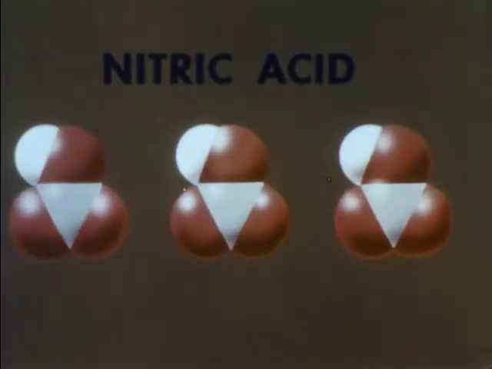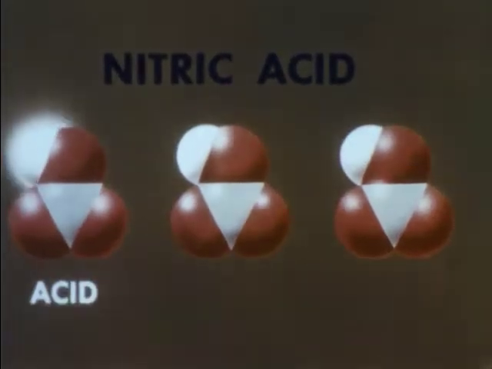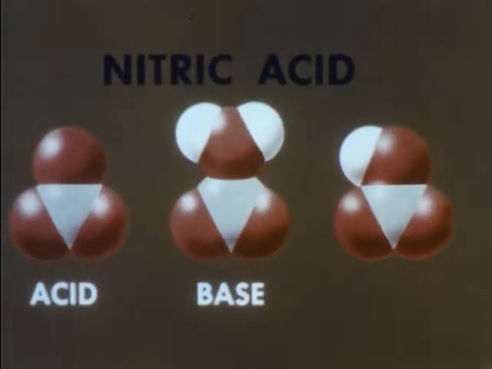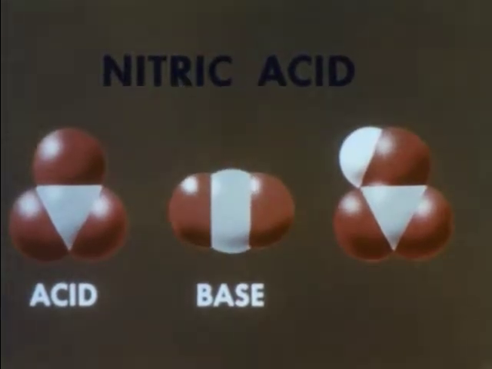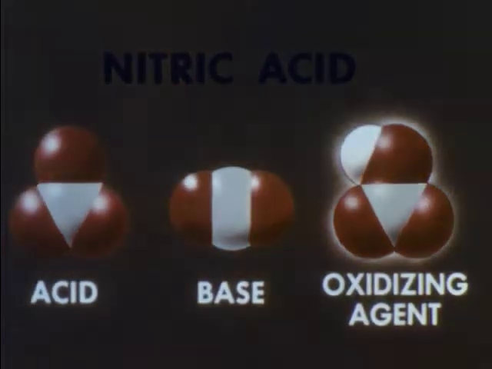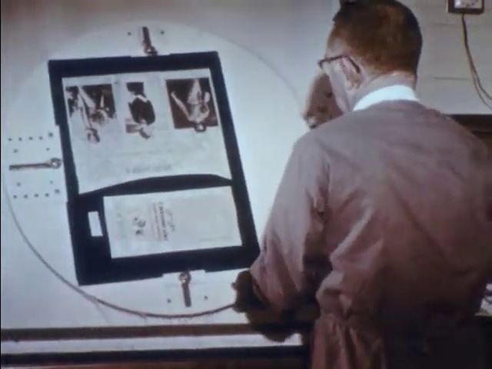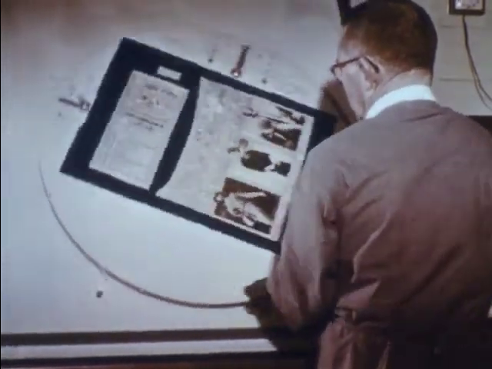We have seen nitric acid can act as an acid, and we have seen it can act as a base. Now let's see how nitric acid acts as an oxidizing agent. Photographic etching is done by slowly oxidizing metal plates with concentrated nitric acid.